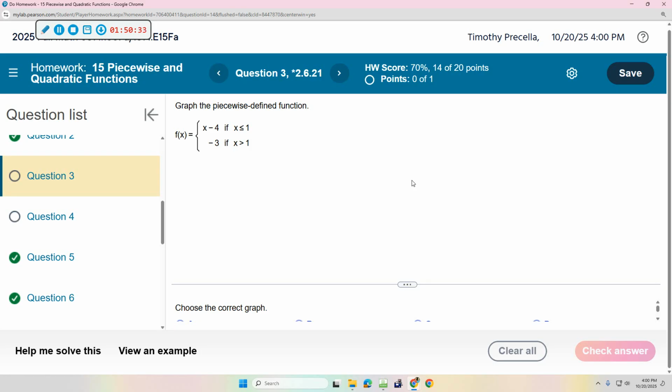F of x equals... I'll do like the old movies where they used red and black because they stood out so well. So we have the rule: we use the piece x minus 4 if our x value is less than or equal to 1, and we use just the constant function, negative 3, if x is greater than 1.